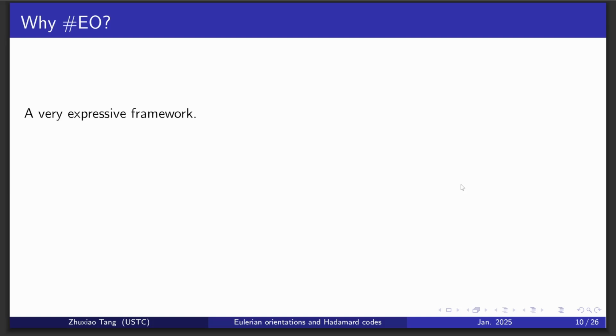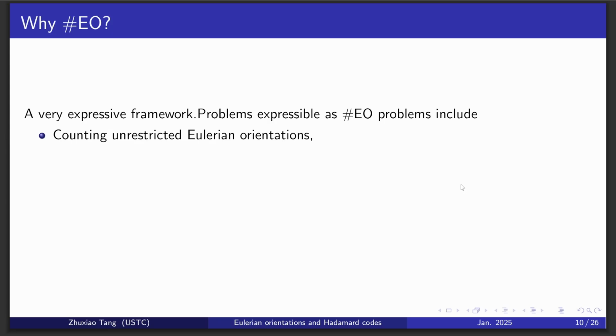Why do we study counting EO problems? First, because it's a very expressive framework. Many problems can be expressed as a counting EO problem. For example, the original version of counting unrestricted Eulerian orientations.